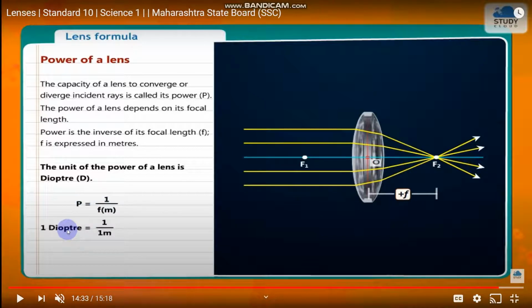So how do you measure one diopter? One diopter is nothing but a focal length having 1 meter. Then the power of lens is said to be 1 diopter. I repeat it once again. If the focal length of a lens is 1 meter, then the power of that lens is said to be 1 diopter.